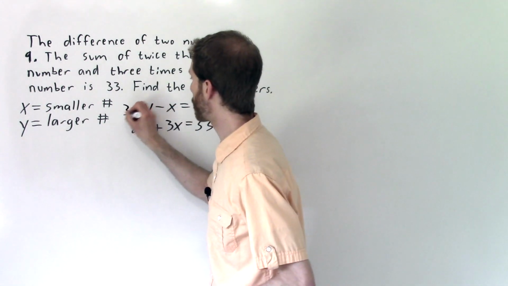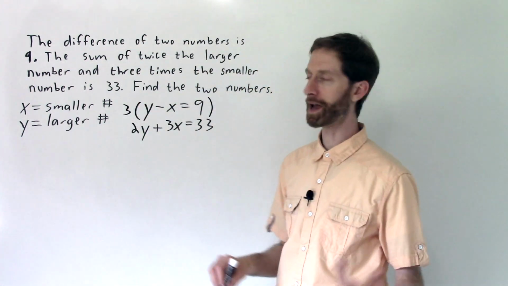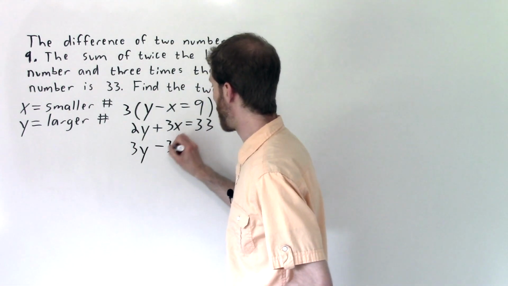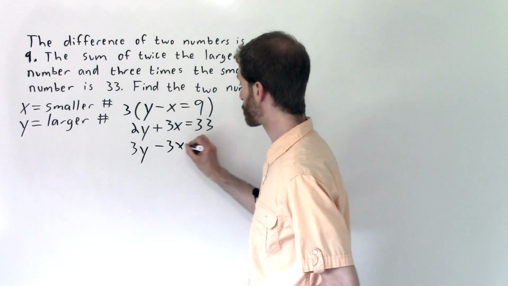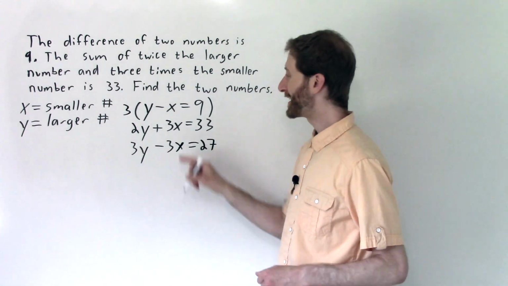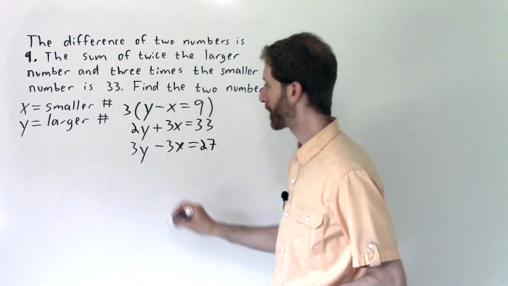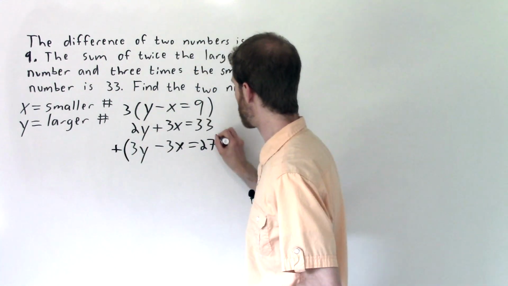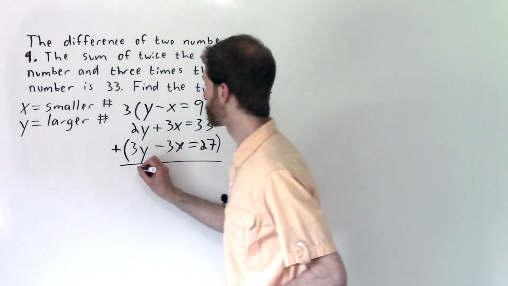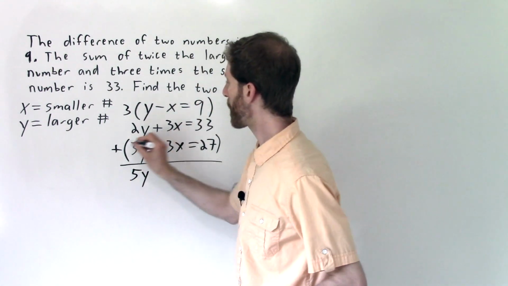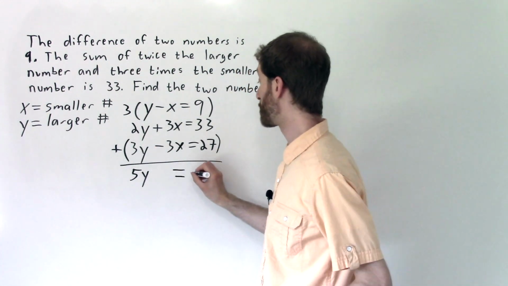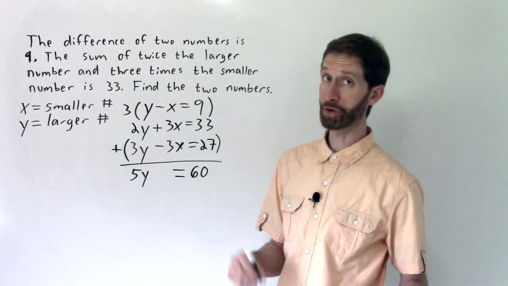So now I multiply everything in the top equation by 3, and that gives me 3y minus 3x, 3 times minus x, equals 3 times 9 is 27. So now all I have left to do is add this equation to that one, right? So I'll do that to eliminate the x values. Oh yeah. 2y plus 3y is 5y. Sweet. 3x plus a negative 3x is 0. 33 plus 27 is 60, and we're very close to our answer already.